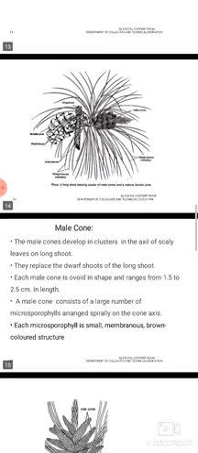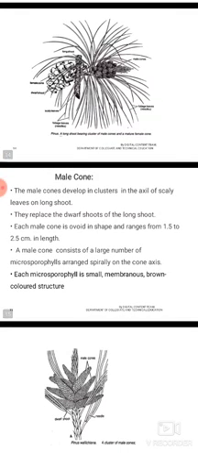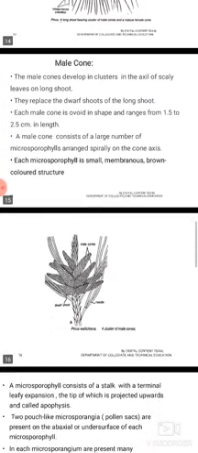Coming to the male cone. The male cone develops in clusters in the axil of scaly leaves on long shoots, and they replace the dwarf shoots of long shoot. Each male cone is ovoid in shape and ranges from 1.5 to 2.5 cm in length. A male cone consists of a large number of microsporophylls arranged spirally on the cone axis, and each microsporophyll is a small, membranous, brownish colored structure.